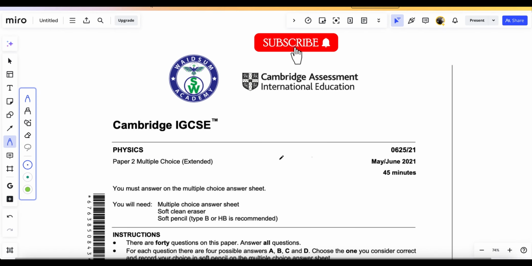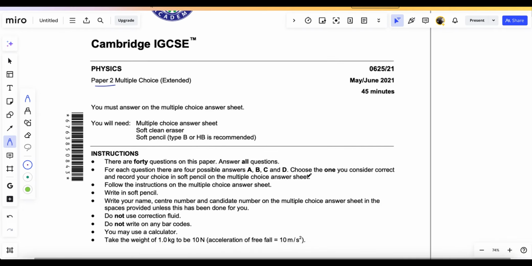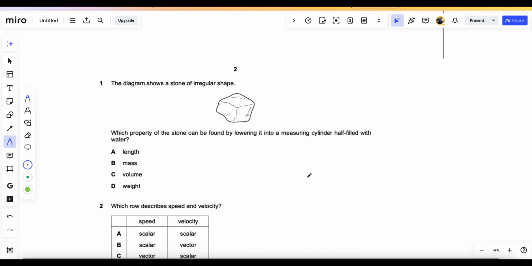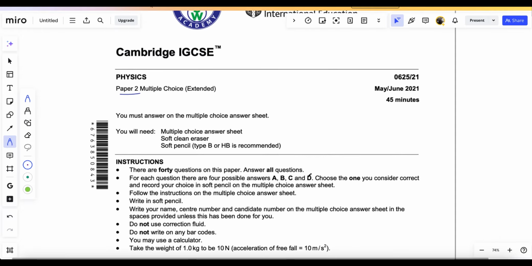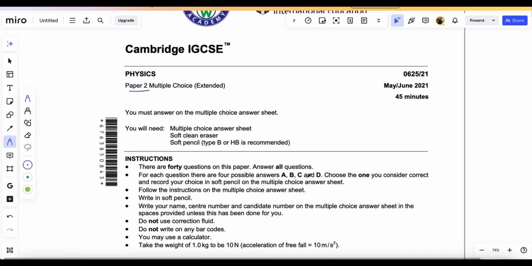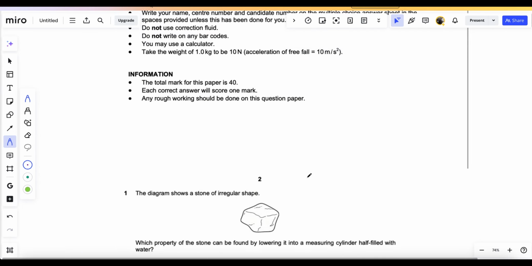We'll be looking at physics paper 2, and we will try as much as possible to run through this paper and give it a value, okay? So let's go through this paper 2 quickly and see what we have in front of us as fast as we can. This is May-June 2021 paper 2-1. Okay, so without much ado, let's begin the questions.